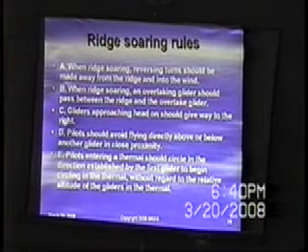Everybody understand that? Yeah, it's just, you're going to be turning away and climbing, so usually that's the zone you want to stay away from.